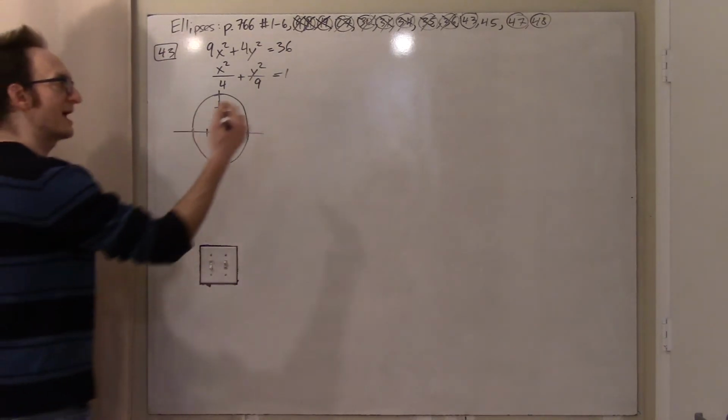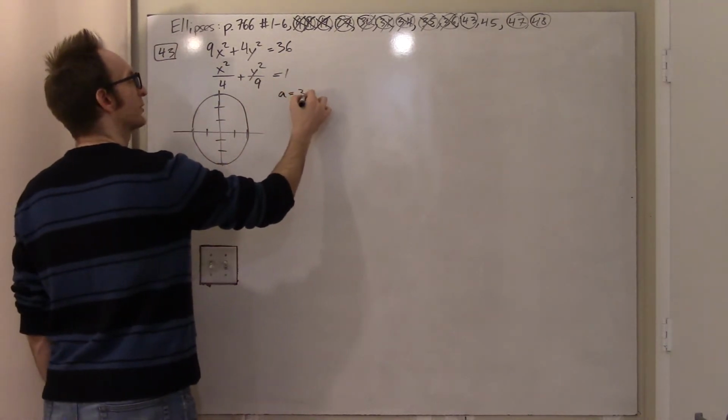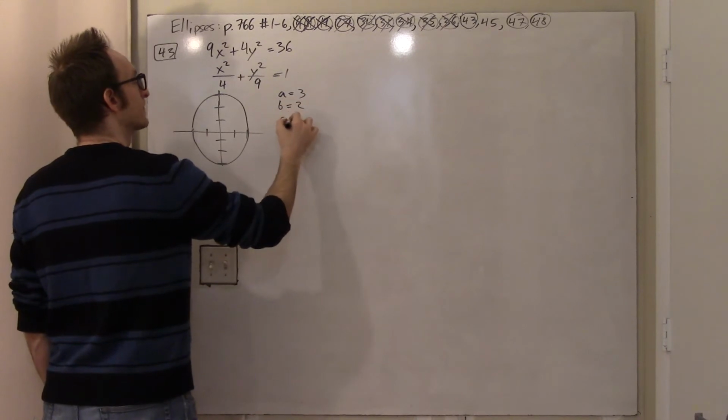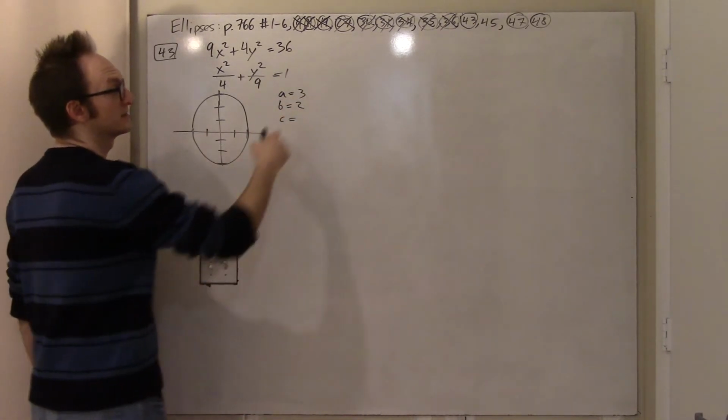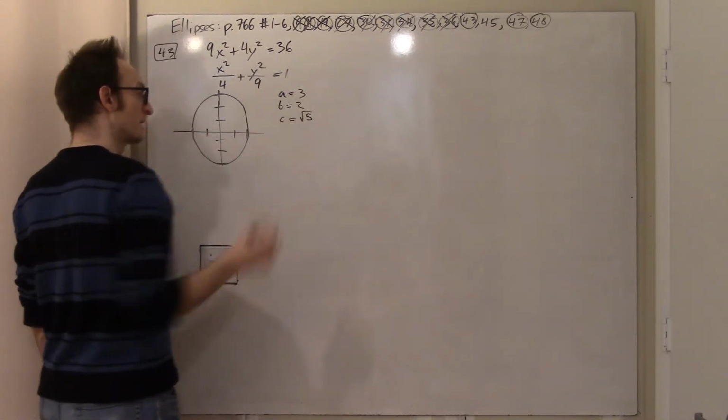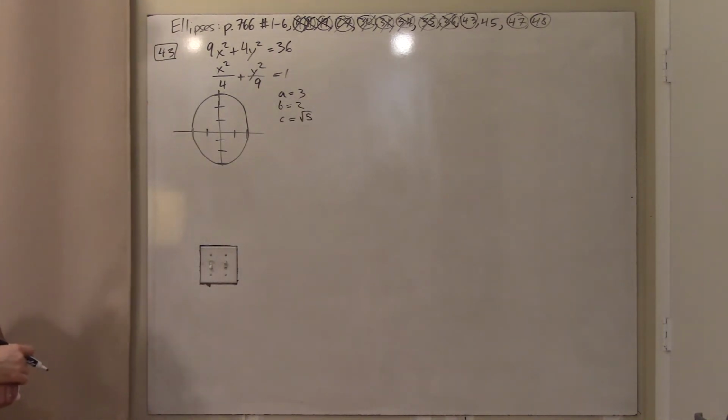What else is going on? Well, a is 3, b is 2. What's c? Well, c is going to be root 5, because b squared plus c squared is a squared. Well, great.